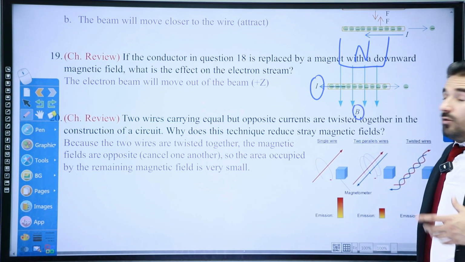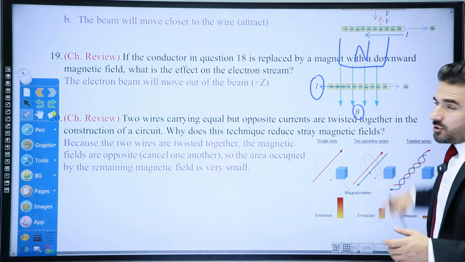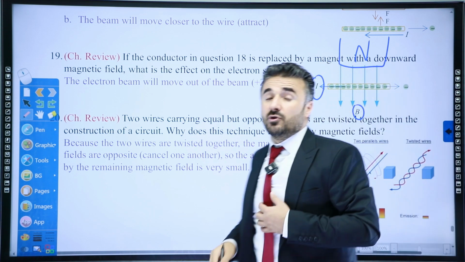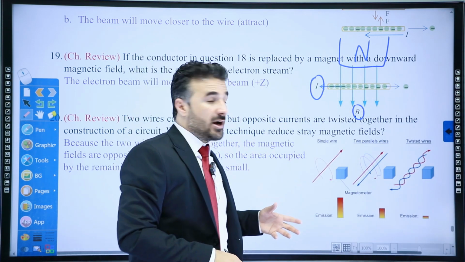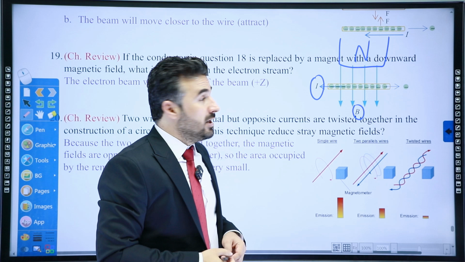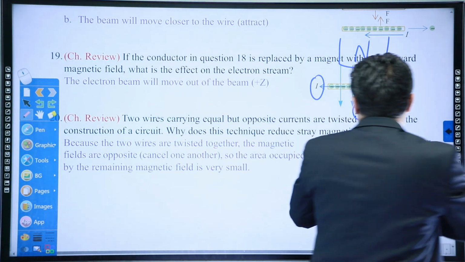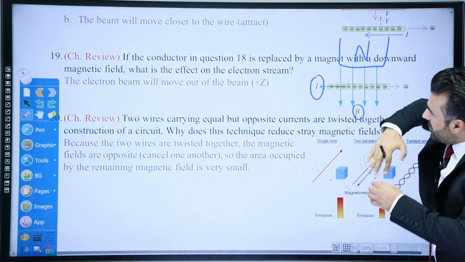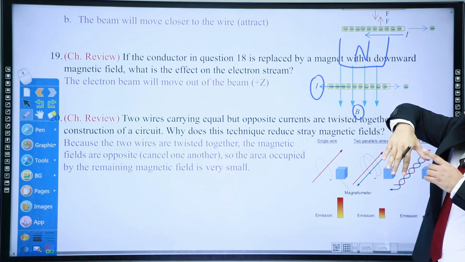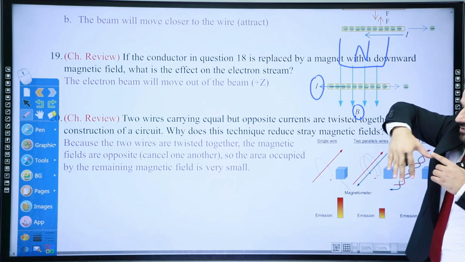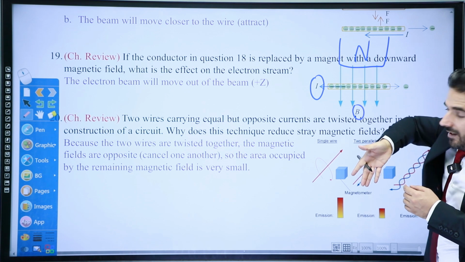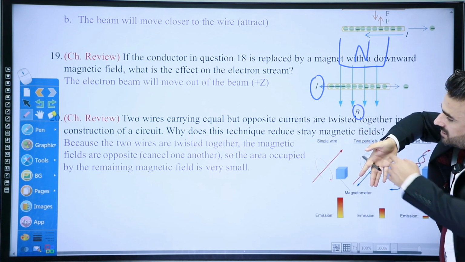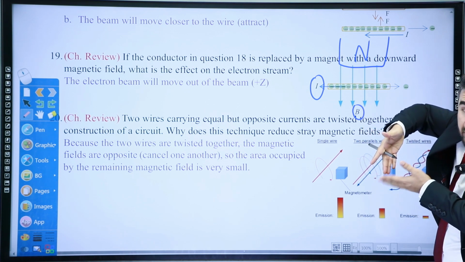If that is the case, what do you think will happen to the stream of the electrons? Of course, there will be a force on it, but can you tell which direction? I hope the answer is yes. Remember, that is the direction of the magnetic field. This is the direction supposed to be of the current, but you can see it's the opposite direction, so I'll flip it this way. Watch this: direction of current, direction of the magnetic field.